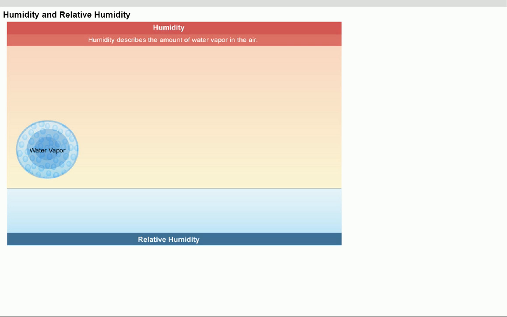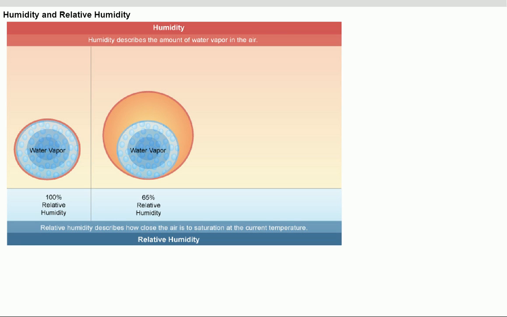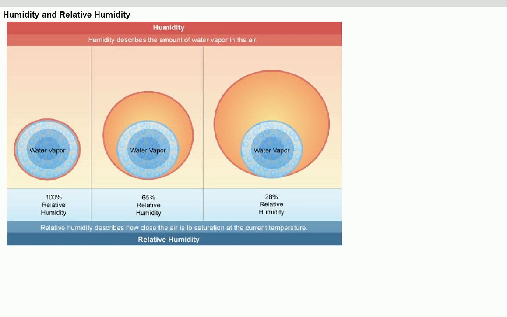A confusing concept related to moisture in the air is the difference between humidity and relative humidity. Humidity describes the amount of water vapor in the air. If you've ever visited a southern beach on a warm summer day, you're familiar with the muggy air caused by high humidity. Relative humidity describes how close the air is to saturation at the current temperature. The term doesn't describe the actual amount of water vapor in the air, but the percentage of saturation.